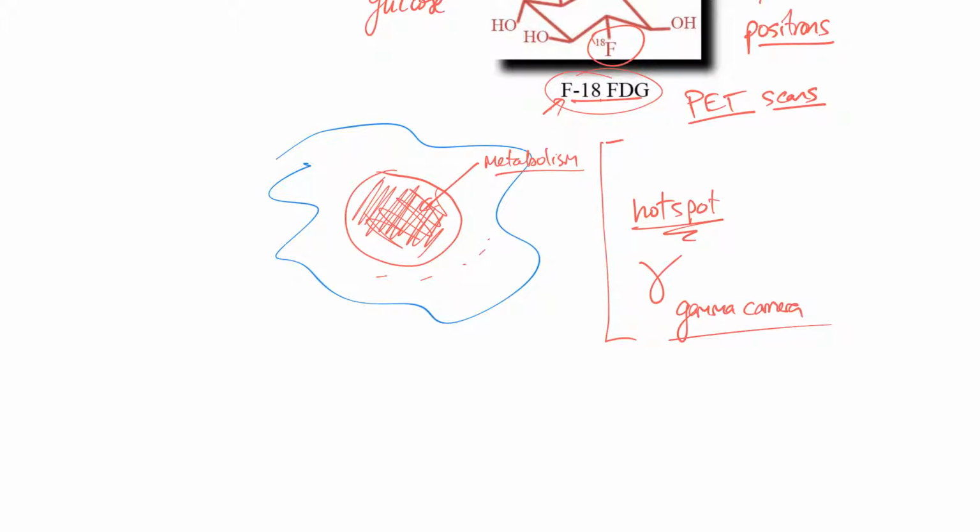These radioisotopes can be taken several different ways, or put into the body several different ways. By injection, inhalation, so as a gas, or by oral administration, so eating or drinking.